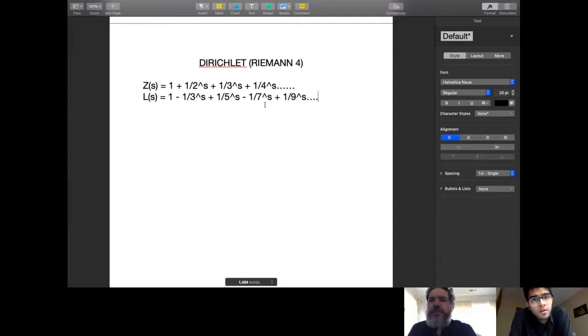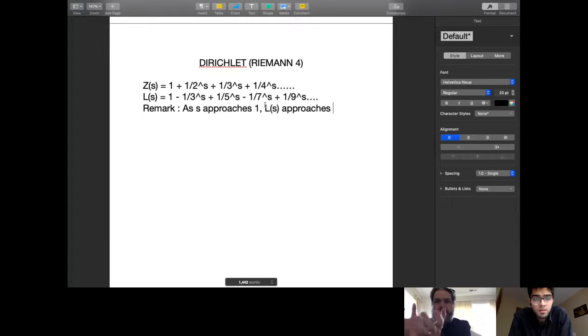Now, just as Z of S, L of S is also convergent as a series for all S larger than 1. But unlike the case of the Riemann zeta function, something different happens when we let S approach 1, S decreasing. So let's write this as a remark. As S approaches 1, L of S approaches, and now the difference is that it doesn't approach infinity as in the other case.